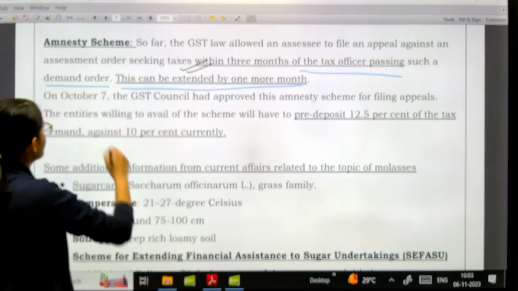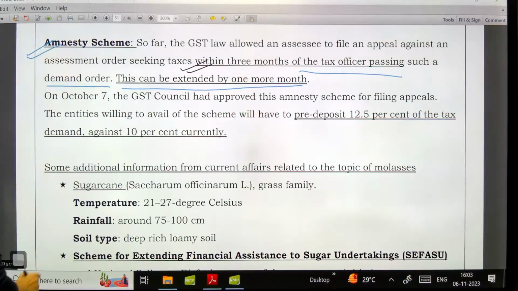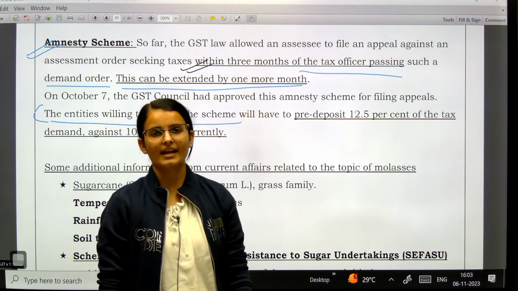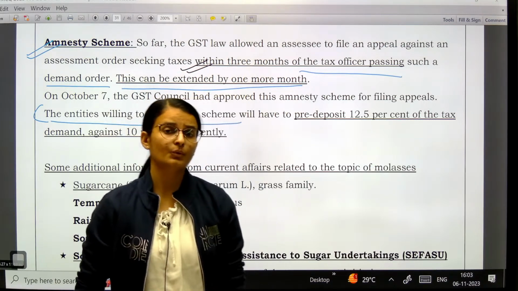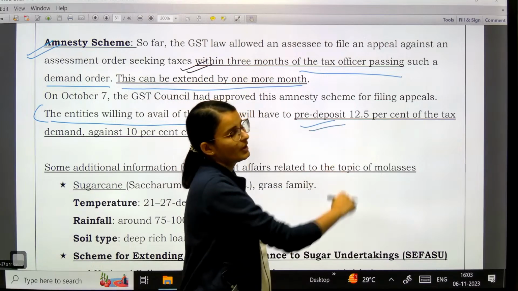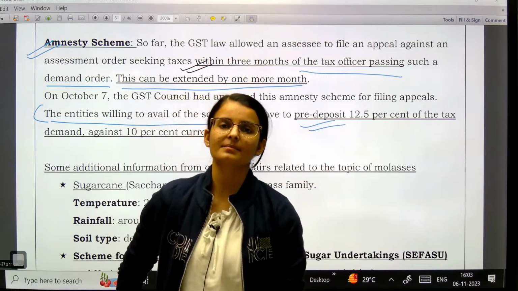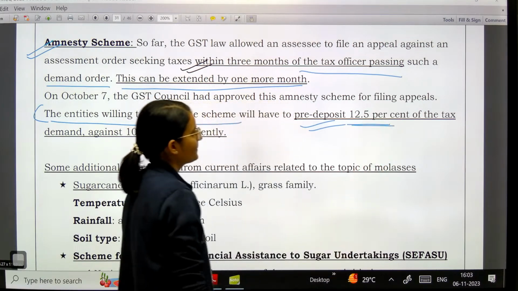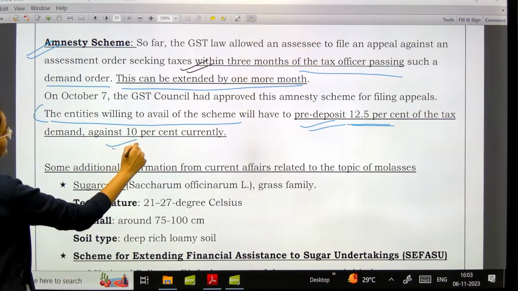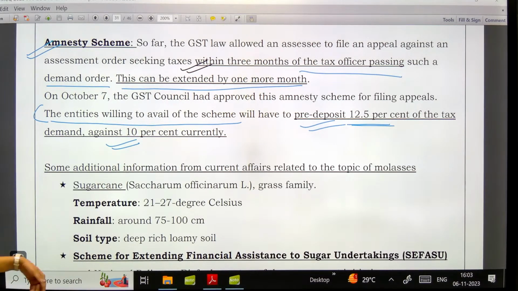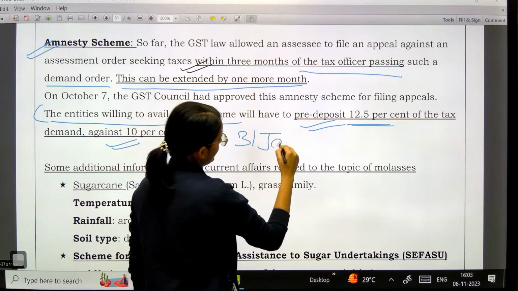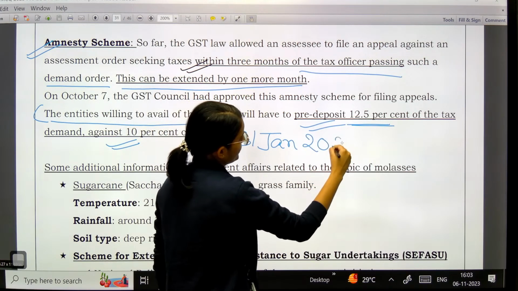This is the major change in the amnesty scheme, and the entities willing to avail this scheme will have to pre-deposit the tax at 12.5%, that was 10% earlier, okay? So this percentage is also changed. Before it was 10% and now it has been changed to 12.5%, okay? And the date for filing appeal is 31st January 2024 now, okay?